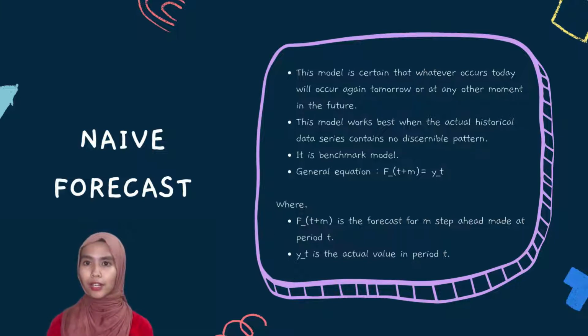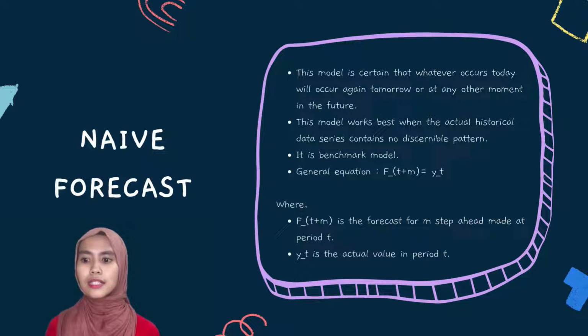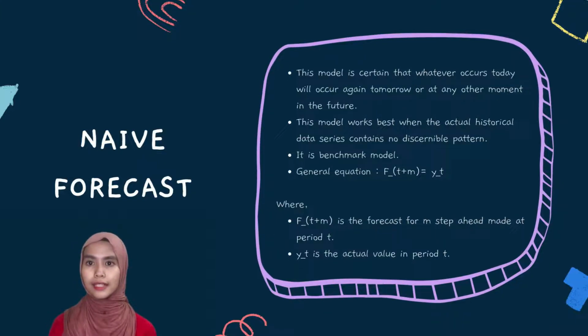Now we go to the naive forecast. This model believes that what happened today will happen again tomorrow or any other time in the future. And this model will work best when the actual historical data series contains no discernible pattern. That is a benchmark model, and the general equation is F(T+M) equals YT, where F(T+M) is the forecast for M steps ahead made at period T, and YT is the actual value in period T.